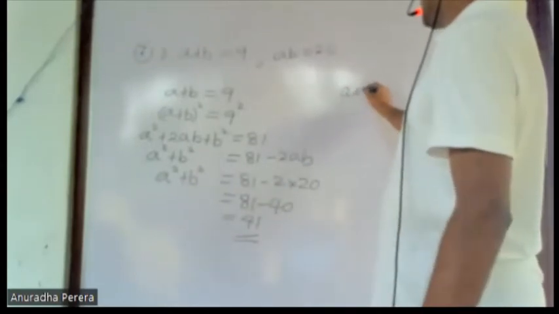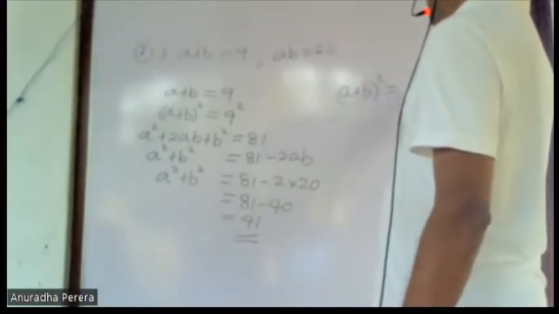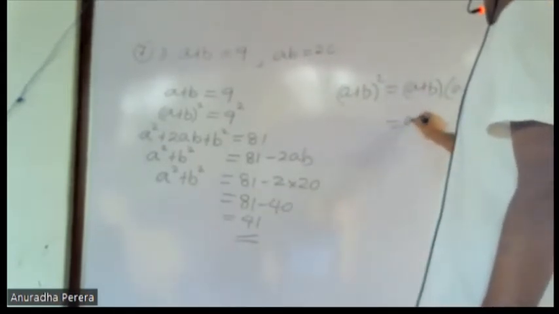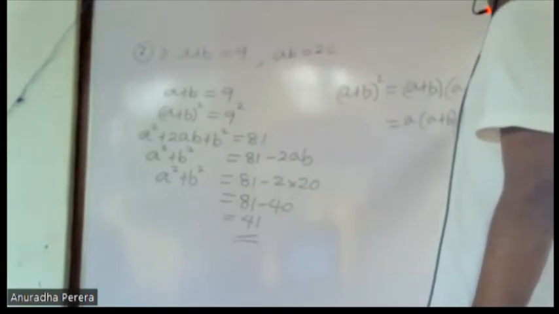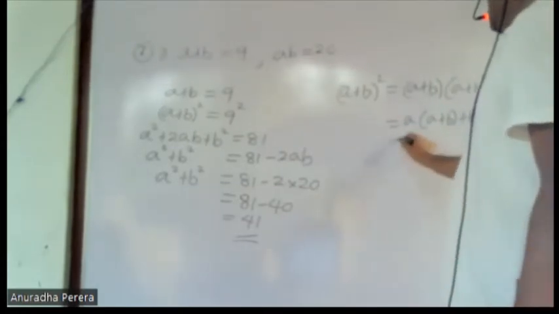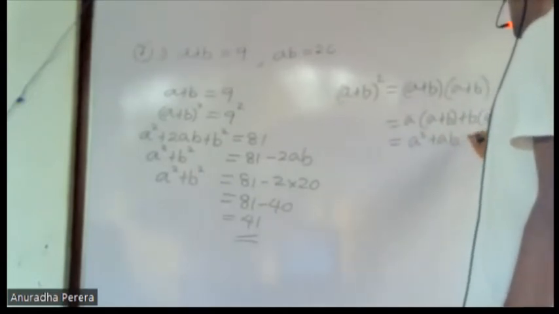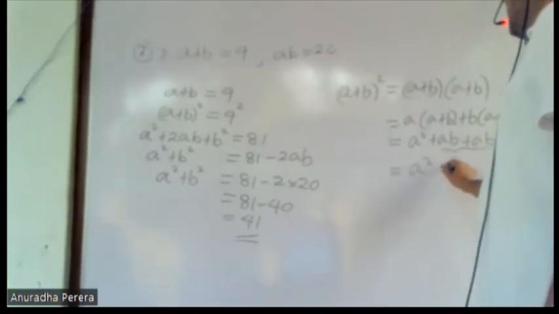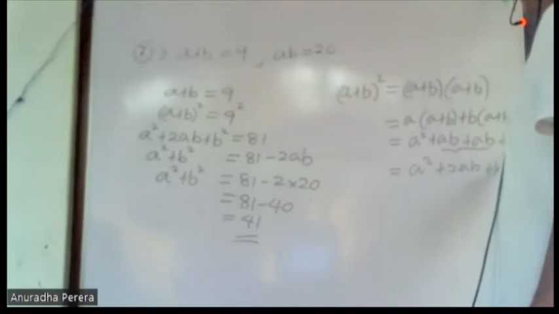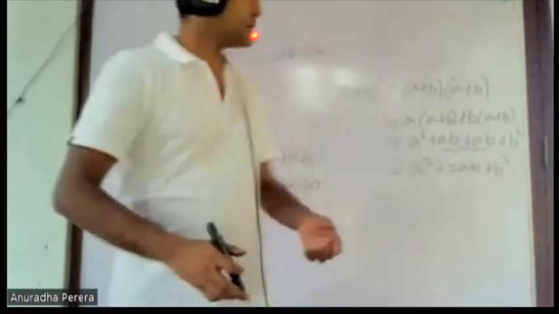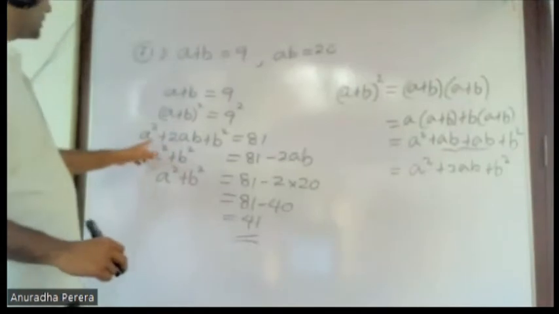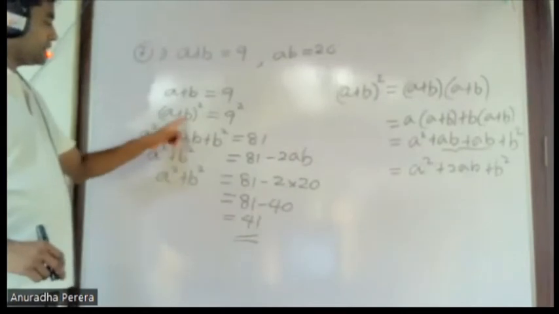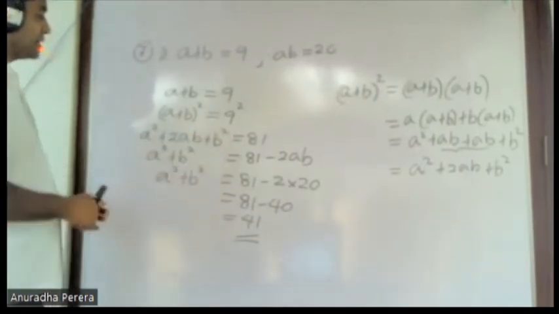A plus b squared means a plus b into a plus b. a times a plus b plus b times a plus b. Right? A squared plus ab plus ab plus b squared. These two can be added: a squared plus 2ab plus b squared. Directly: square of the first term, then product of twice of the two terms, ab into 2, 2ab. Then square of the third term, b squared, equals 81.